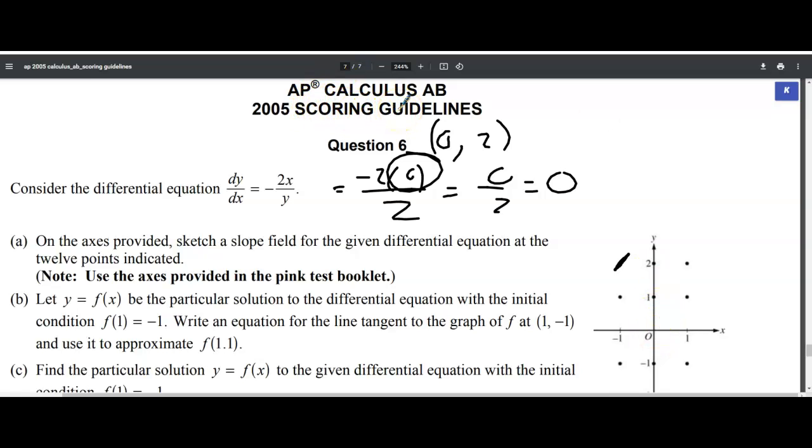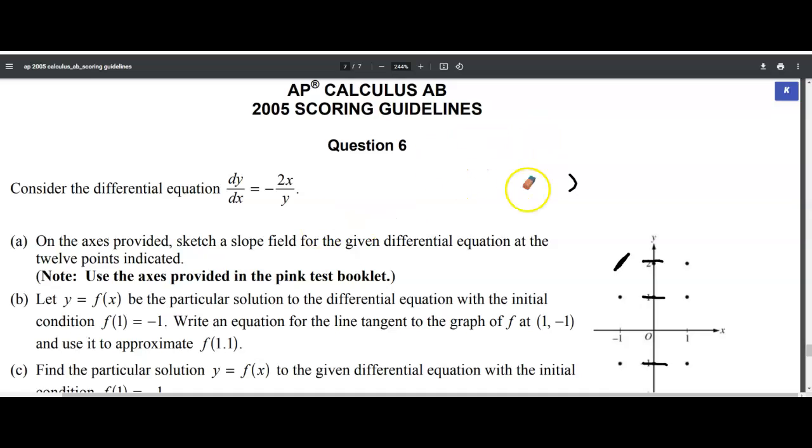But for now, anytime the x value is 0, the slope is 0, which means that we're going to have a flat slope here, a flat slope here, and a flat slope here. Once again, I'm not going to put one here yet because we'll see what happens there because at that point y is also 0. So things get a little different. Let's go ahead and take a look at another point here. The coordinates of that point are 1, 2.